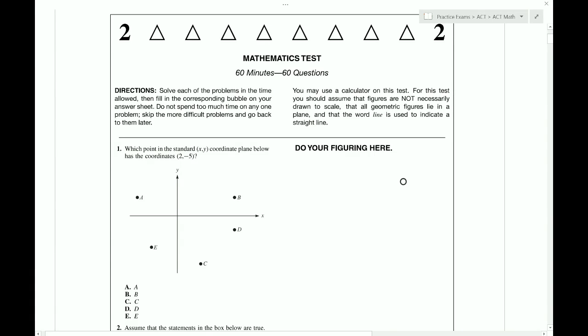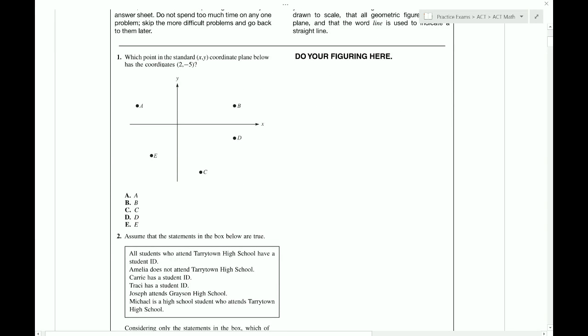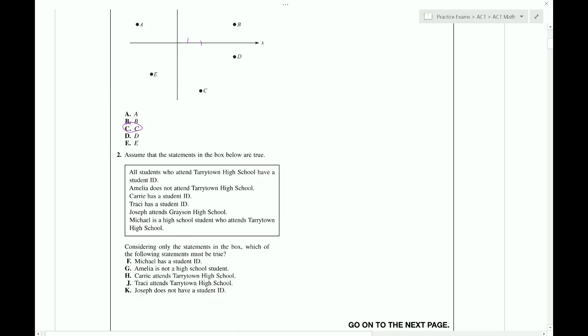Okay, this is exam 7 from the McGraw-Hill 10 ACT practice tests. Question 1. Which point in the standard coordinate plane below has the coordinates 2, -5? So this is x and y. So we go over 2 and we're down 5. The point is point C.